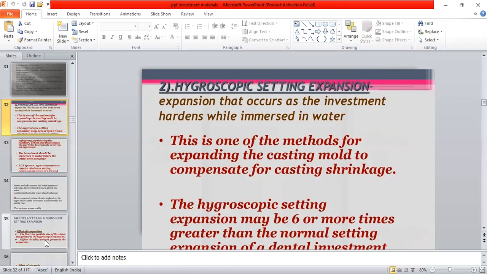Hygroscopic setting expansion occurs as the investment hardens when it is immersed in water. It occurs when the gypsum bonded investment material is dipped into water. This is one of the methods for expanding the casting mold to compensate for the casting shrinkage. The hygroscopic setting expansion may be 6 or more times greater than the normal setting expansion.